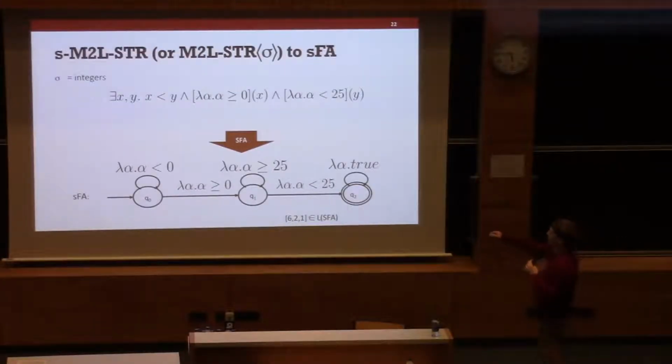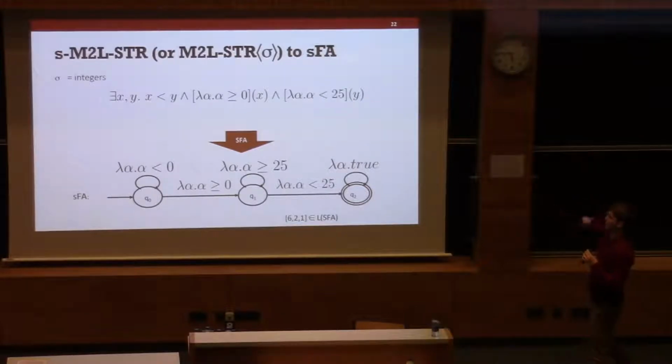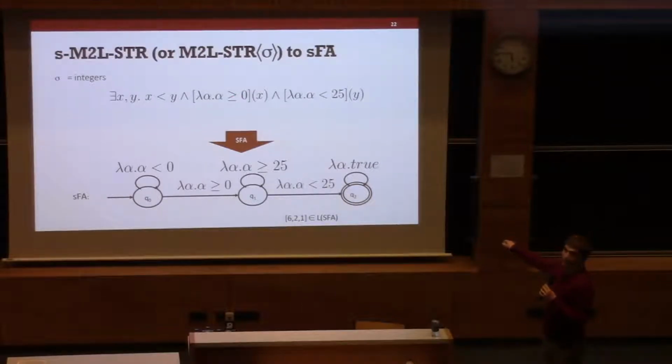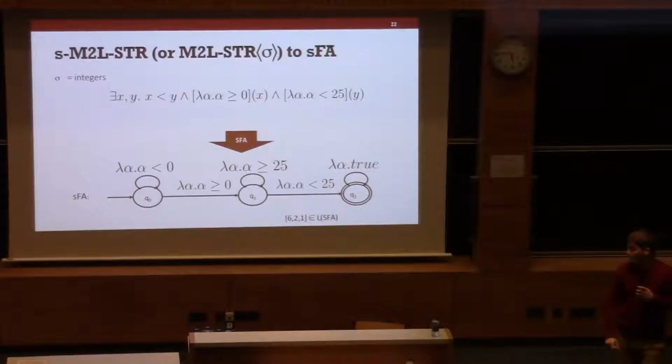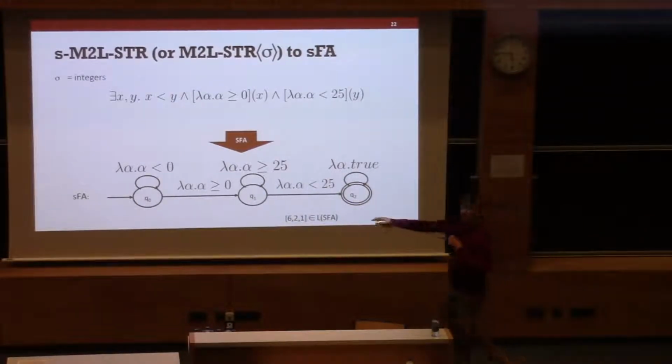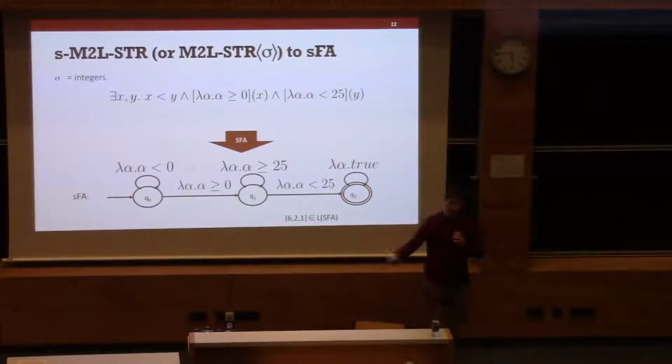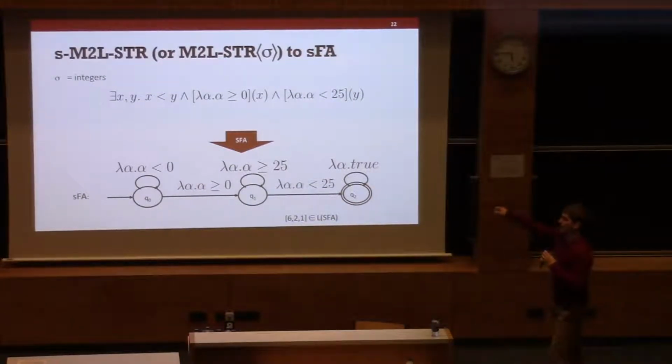So this is, for example, a formula in our new logic that says there exist two positions x and y that come in this order, and position x has a number greater than 0, and position y has a number smaller than 25. This is the symbolic automaton corresponding to it. So transitions are labeled with predicates, similar to what you have in here. These are the same predicates.